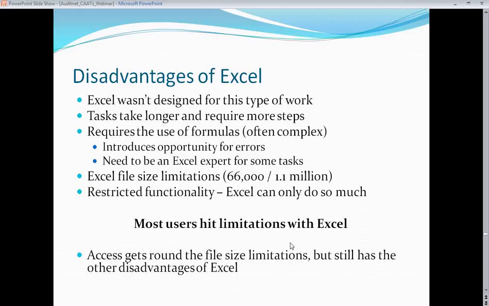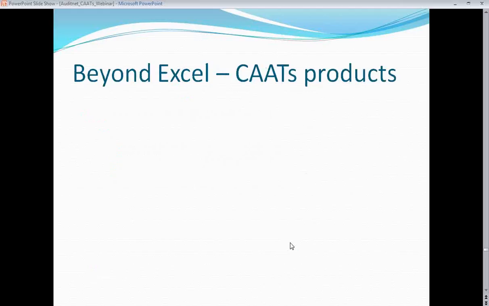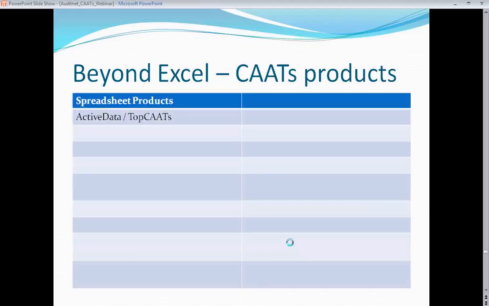And so this is where dedicated CAATTs products come in. These are software products that are specifically designed to help auditors with data analytics, and they can be split into two groups: spreadsheet-based products and database-based products. The spreadsheet products run on top of Excel, adding extra functionality, expanding and enhancing what you can do in standalone Excel, without you having to write formulas or VBA code. All of that is done for you. The two most common of these are Active Data and CAATTs, which is the software I created.